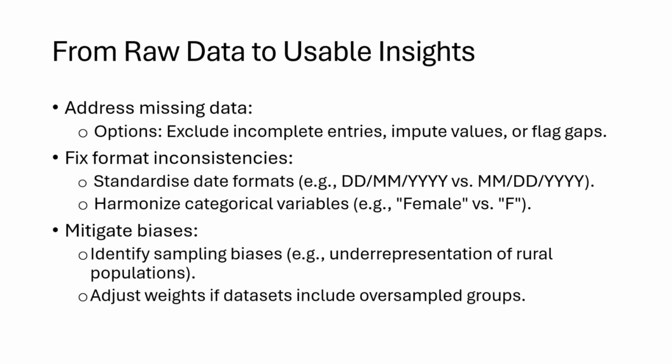And raw data is often messy, 99% of the time. Your first task is cleaning it. So most datasets have missing values here and there. For example, respondents skip income questions, then you need to think about how you are going to deal with it.